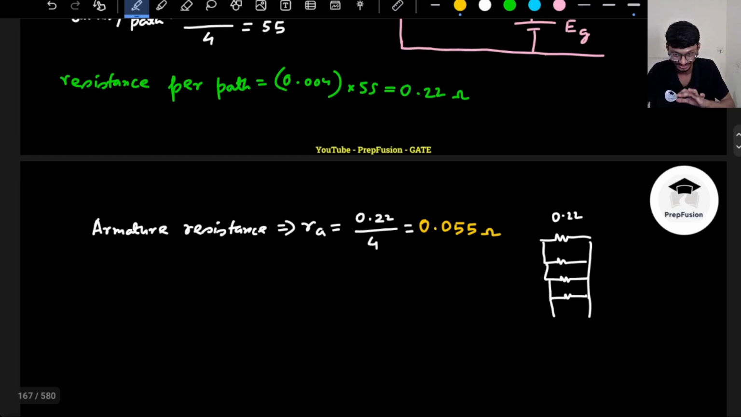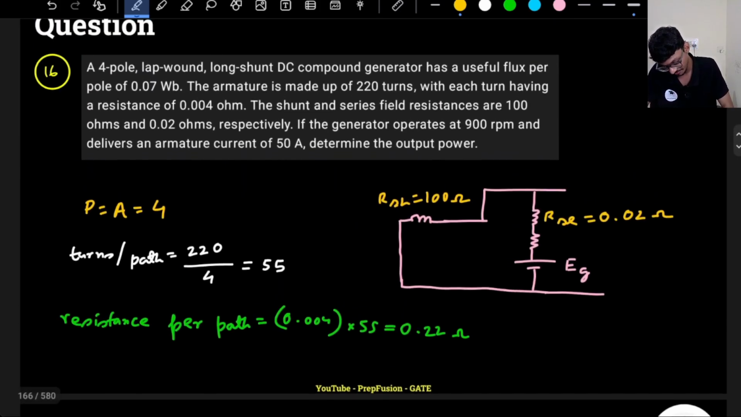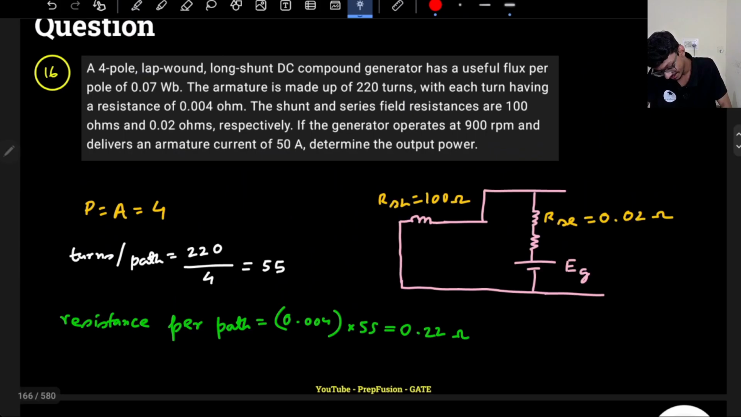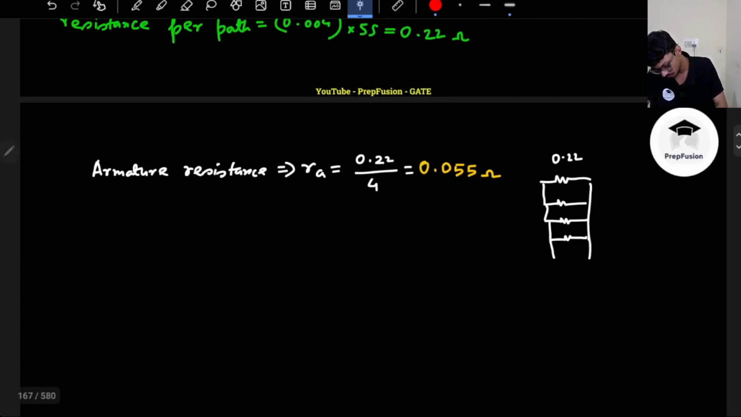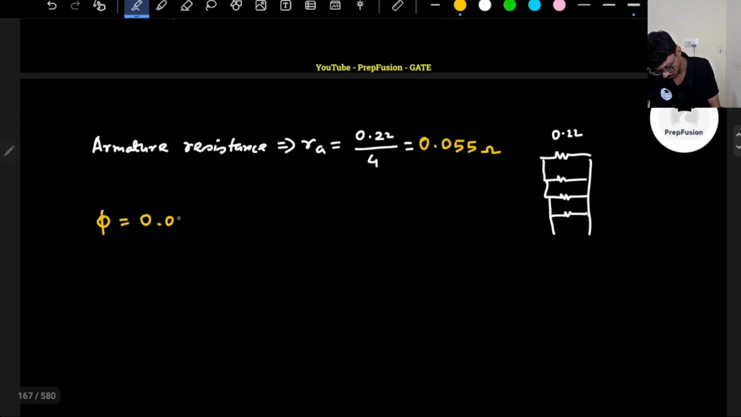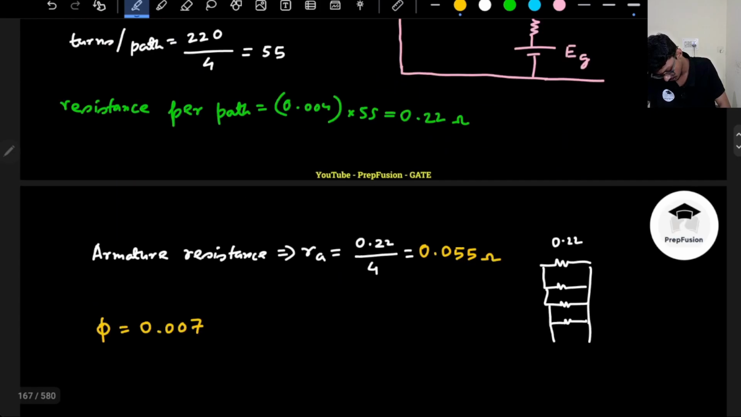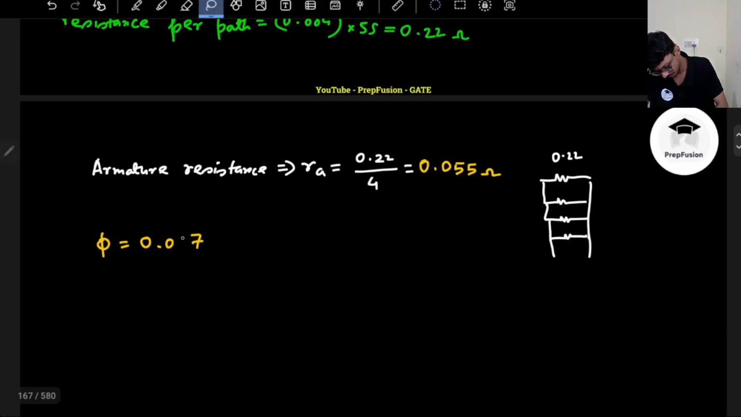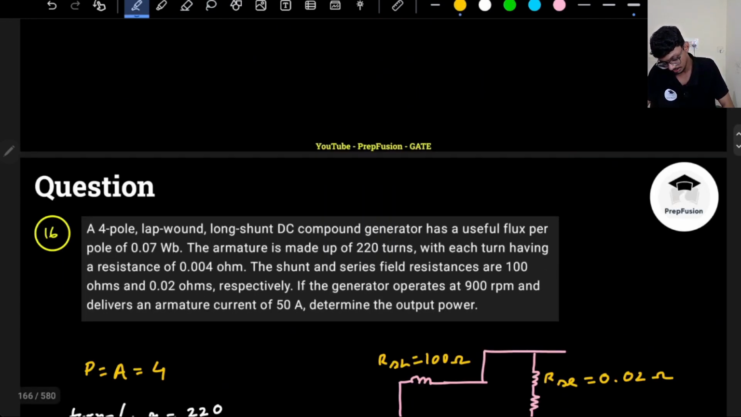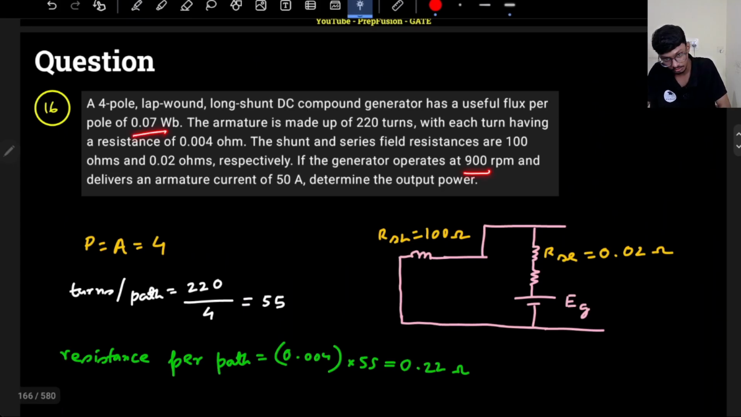Finally, after all this hard work, we have found the armature resistance. What we have to find out actually, I don't even know. If the generator operates at 900 rpm and delivers a current of 50, find the output power. The flux per pole phi is 0.07 Webers. So I know the speed, I know the flux per pole. Do I know the total number of conductors? Yes, because I know the total number of turns.